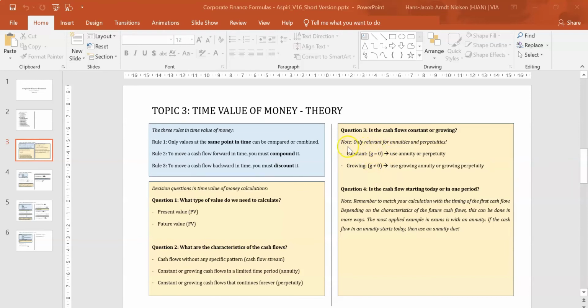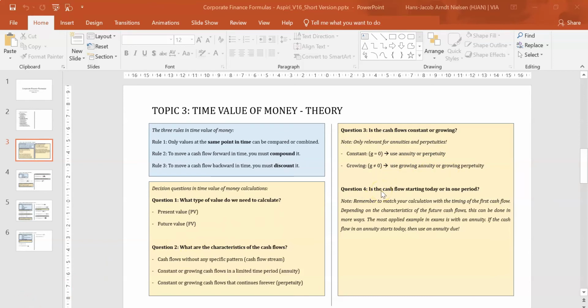So if we do not have any growth, but the cash flow is constant, our growth rate g, which we will come back to, equals 0. So we can use a simple or standard annuity or perpetuity. If we have growth, so g is different from 0, often in assignments this will be positive, so maybe g could be 2%, we would have to use a growing annuity or a growing perpetuity.